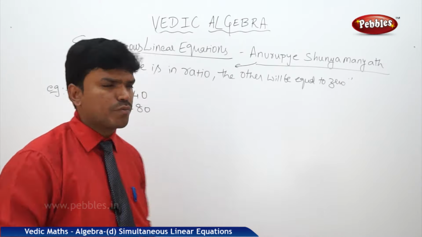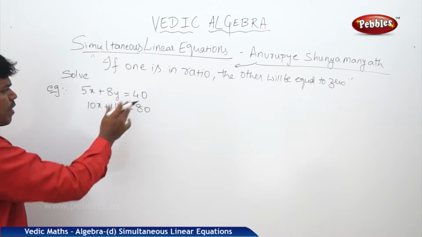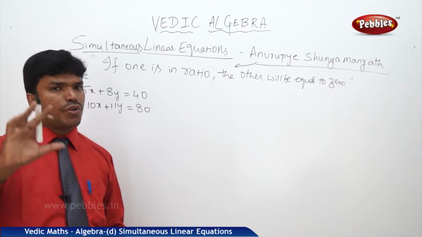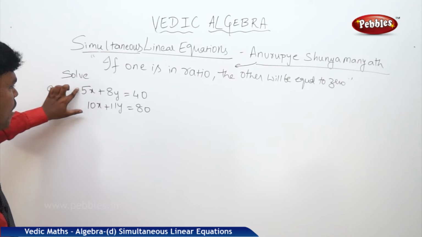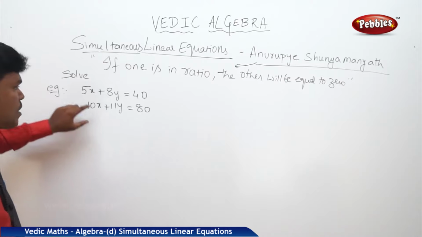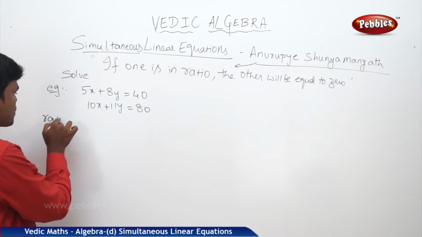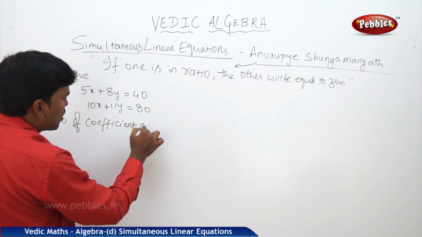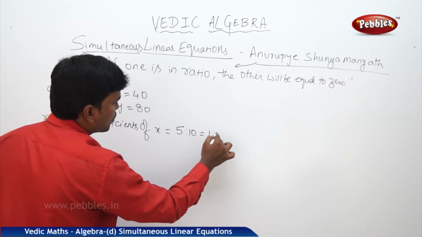Okay, let us see how. First, I want to solve 5x plus 8y equal to 40 and 10x plus 11y equal to 80. You need to observe the equations. What are the coefficients of x in both the equations? 5 and 10. If you take the ratio of coefficients of x, 5:10, that is 1:2.